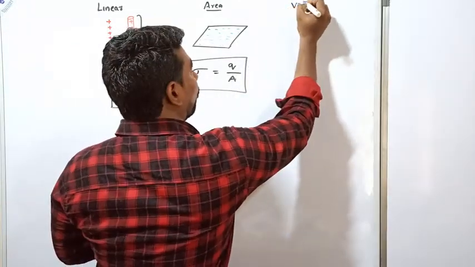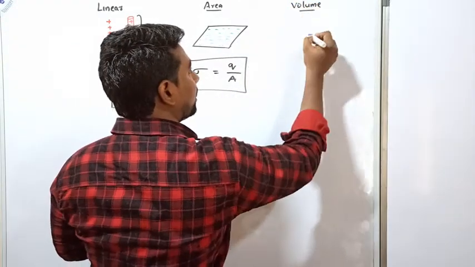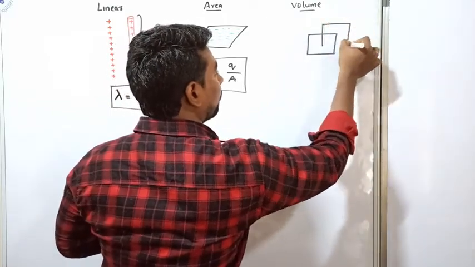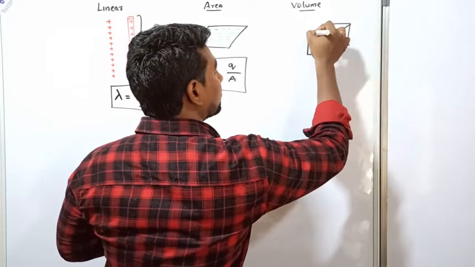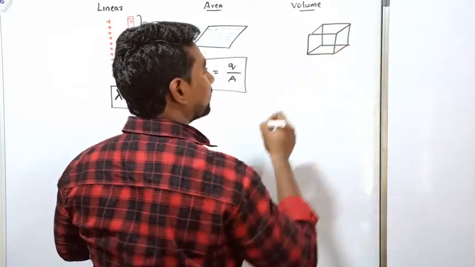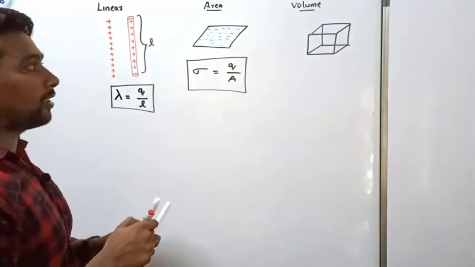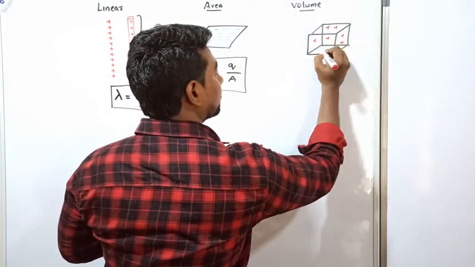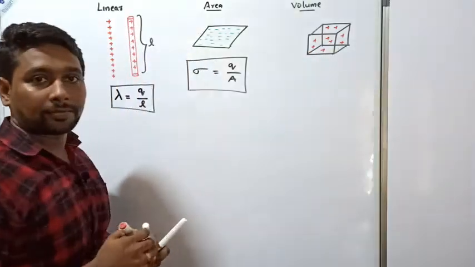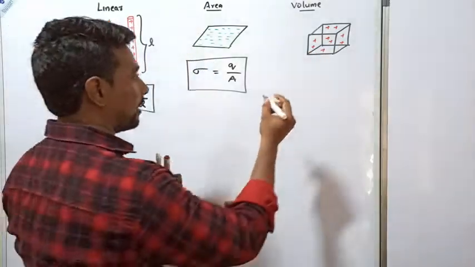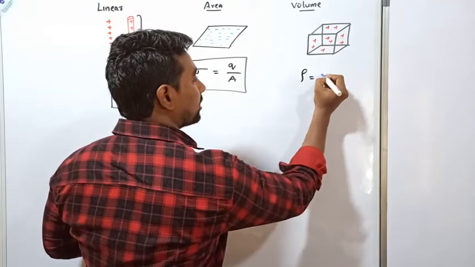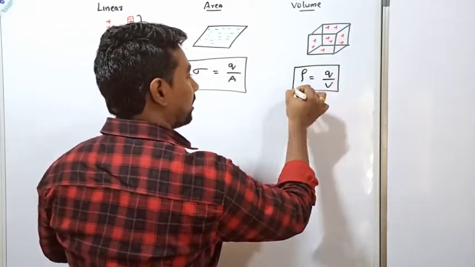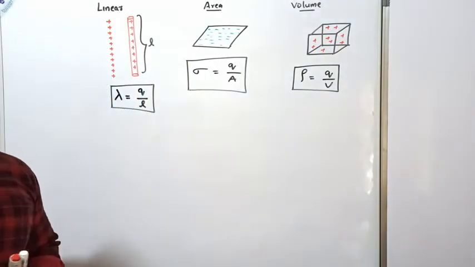Volume charge distribution. Here we consider a cubicle, a volume. Here the charges can be distributed along this volume. That means you can write rho, which is charge per volume. These are the three different ways of distributing charges.